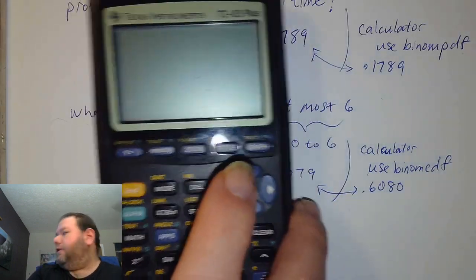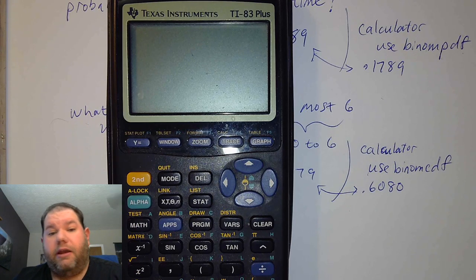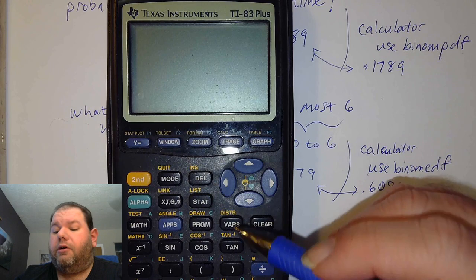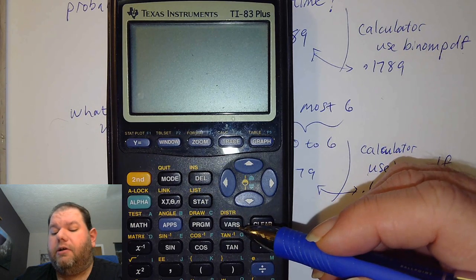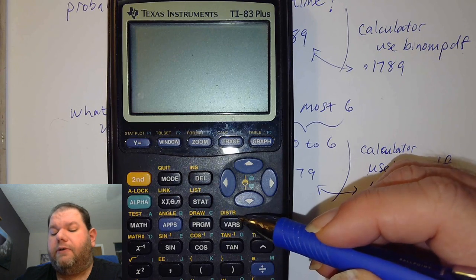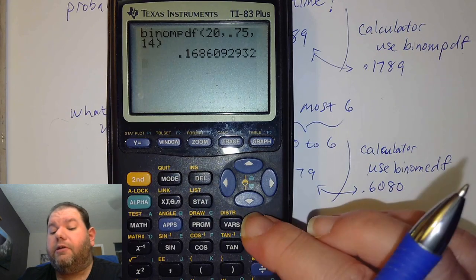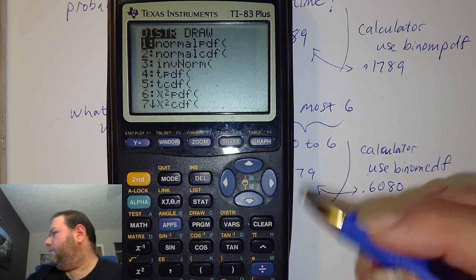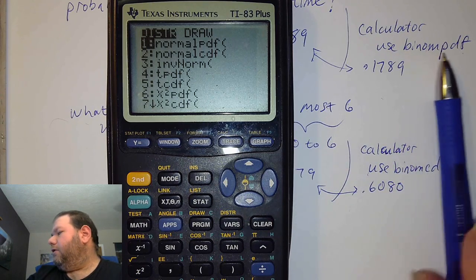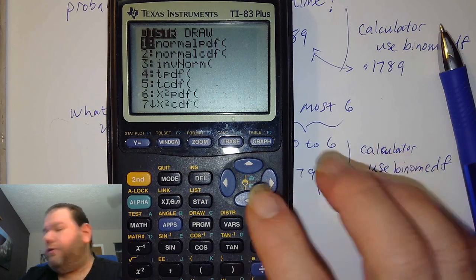And let's look at the 83. Now for the 83 and the 84, our distribution button is actually separate from the stat button. It's over here right above where it says vars. Here's our distributions. So we turn on the calculator, and I'll clear. So we go second and then vars. And we see that we have a lot of different distributions, more here than we have in the other calculator.